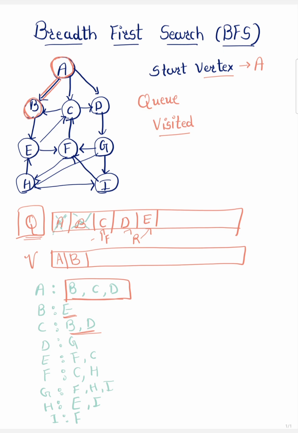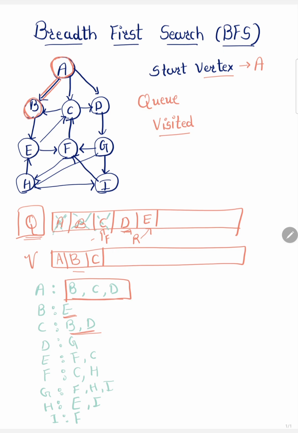You need to check that. If it is already in a queue, you need not add it again, right? So check B. B is already visited, right? If you check D, D is already available in the queue, right? D is available over here. So no need to enqueue anything, right? So you just dequeue this C and enqueue it to the visited, right?